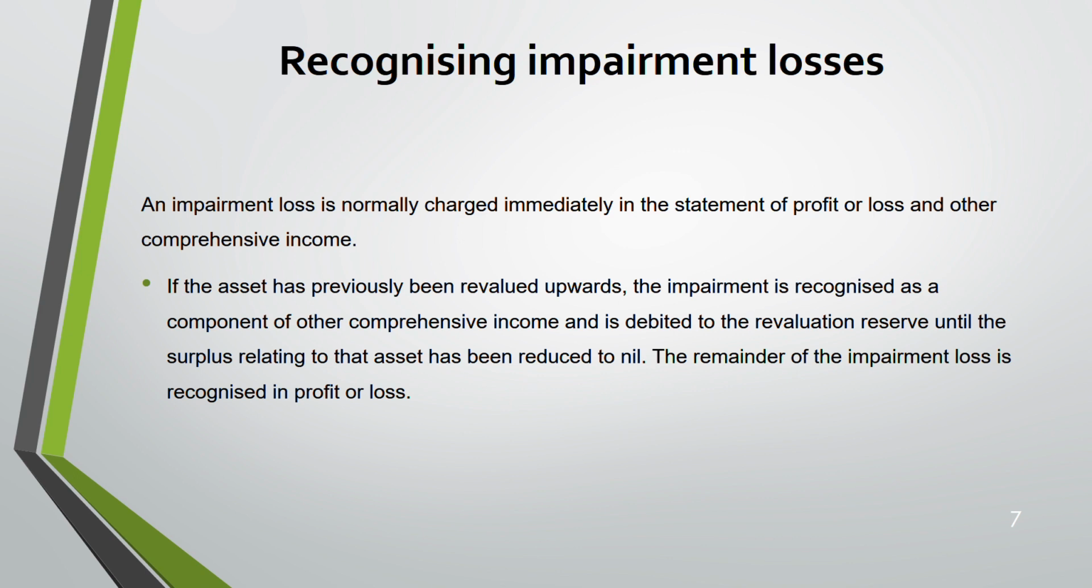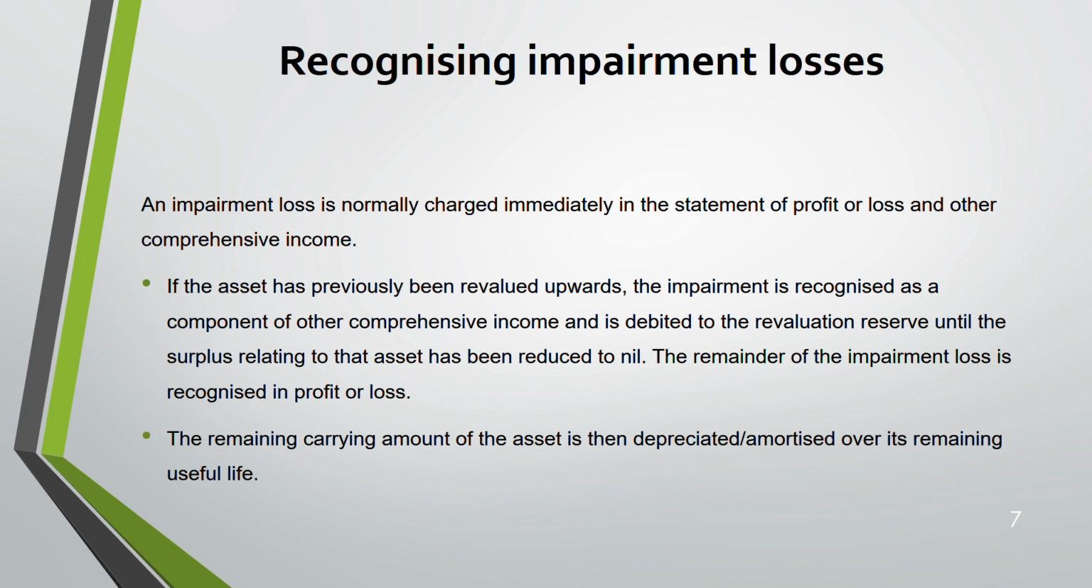Once you recognize your impairment loss, the remaining carrying amount of the asset is then depreciated if it's a tangible asset, or amortized if it's an intangible asset, over its remaining useful life. Now let us do a question before we move on to cash generating units.